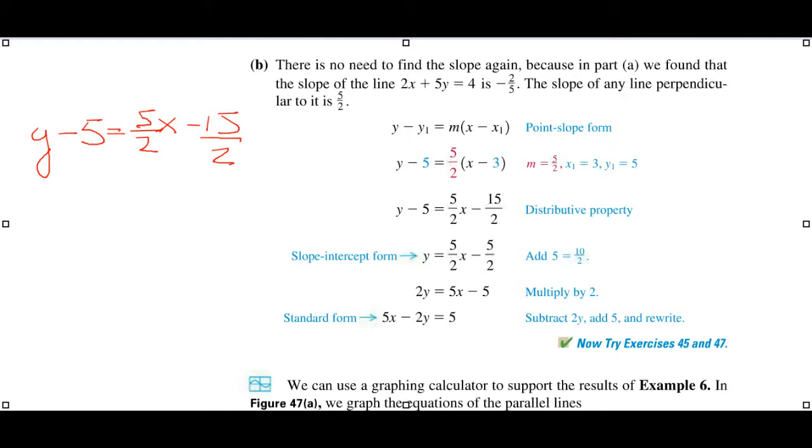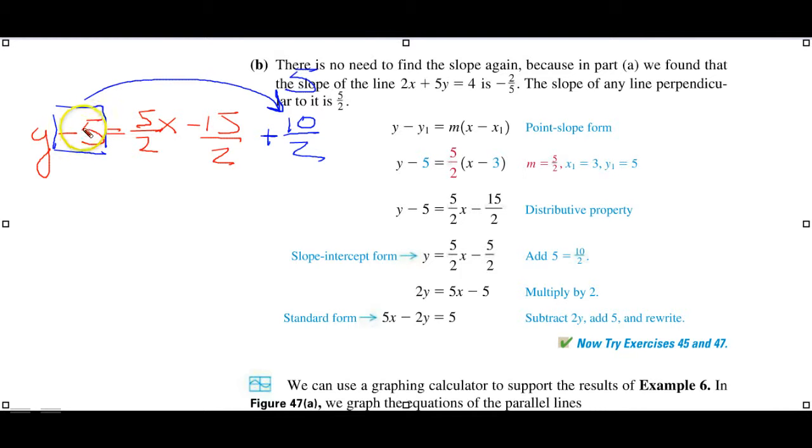This step here, where they're taking the 5 from this side, bringing it over to the other side, it becomes a positive 5. But in order to be able to deal with it here, we have to have it in common denominator. So this will become a positive 10 over 2.